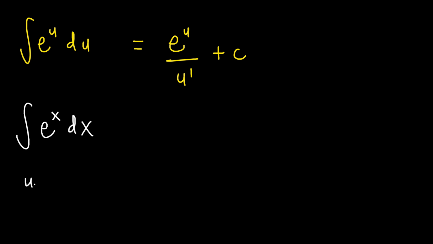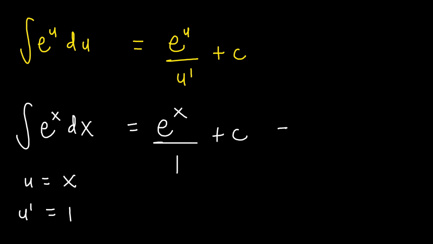In this case, u equals x, and so u prime will be equal to, when you differentiate x, you get 1. So the integral of e to the power of x will be equal to e to the power of u, which is x, divided by u prime, which is 1, and then plus c, which is equal to e to the power of x plus c.